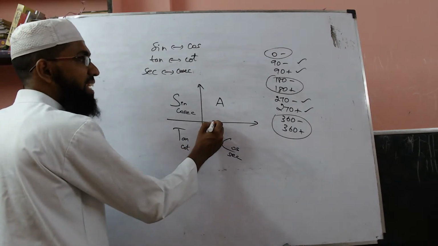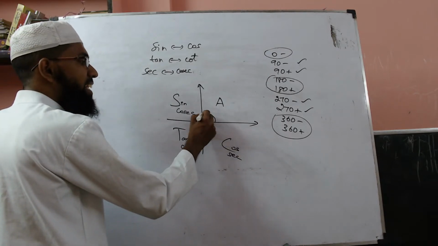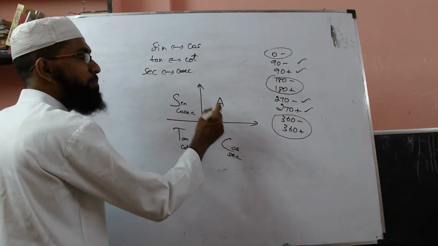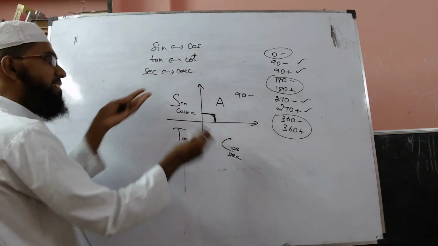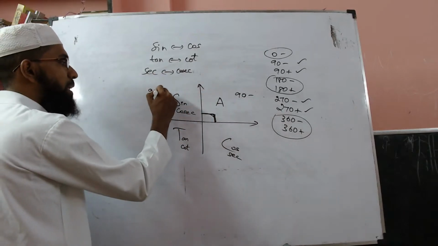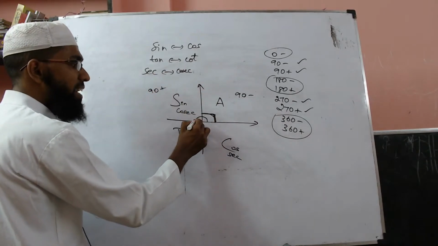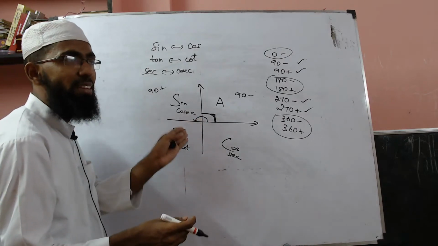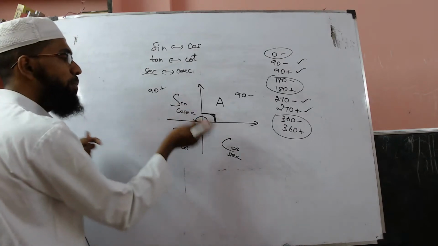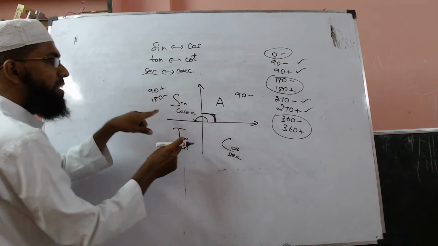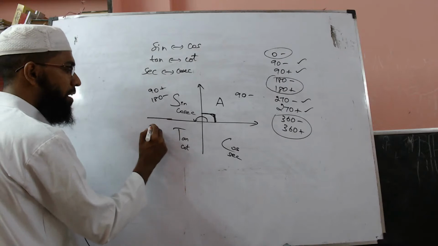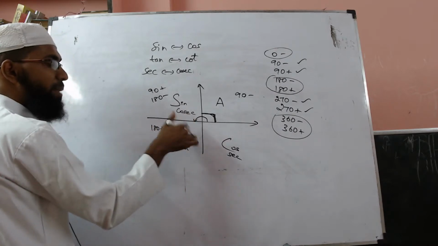So this is 90 degrees, this is 90 degrees. 90 minus means less than 90, so it will come to this side. 90 plus means greater than 90, like 91, 92, it will come this side. 180 means this part. 180 minus means 179, 160, so it will be less than 180, so this side. 180 plus will go where? It will go here. 180 plus is greater than 180.